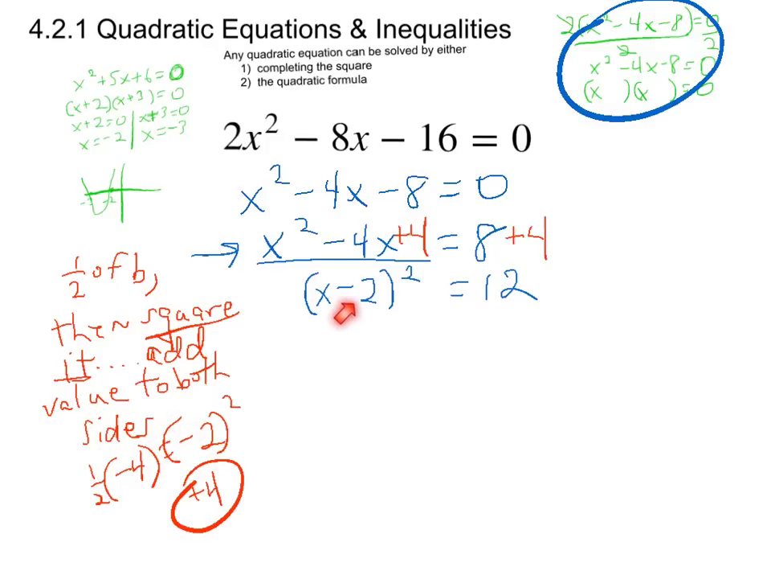Negative 2 is always, that's the value that goes in there. Whatever half of b is going to be the value with the x inside that binomial. Okay? We'll do a few more and you'll see that pattern. What do we do now?